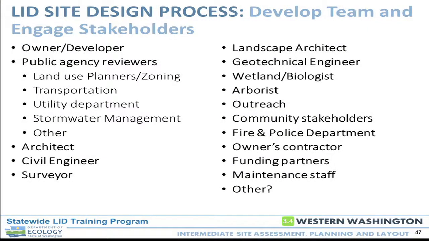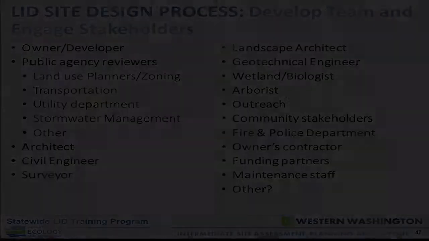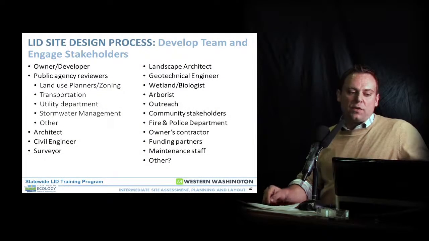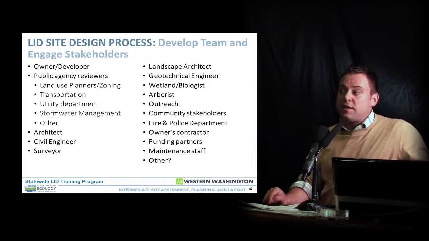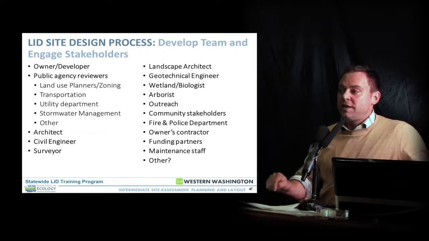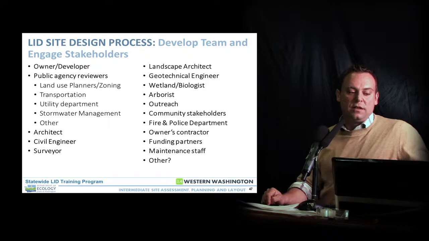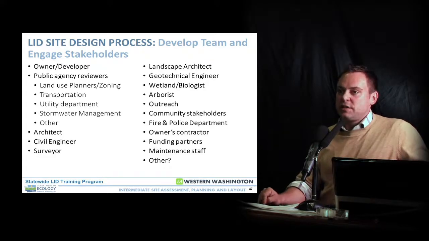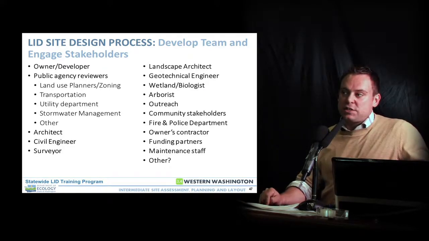First and foremost, we need the owner and developer to be on board early on the project, engage them on understanding what low impact development is, what the value to the project is, and what that's going to mean for a difference in terms of how to deliver those projects. You need to understand and integrate with all the public agency reviewers, and there's a lot of different departments that influence a low impact development design. Certainly the stormwater management reviewers, transportation, utility departments, and the land use planners and zoning. And in some jurisdictions, there may be other interests.